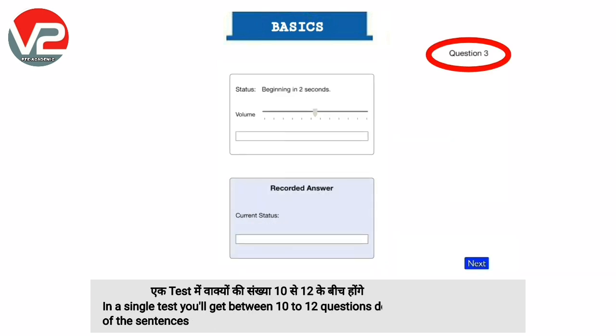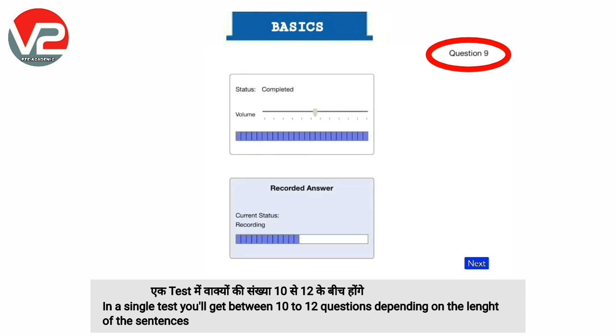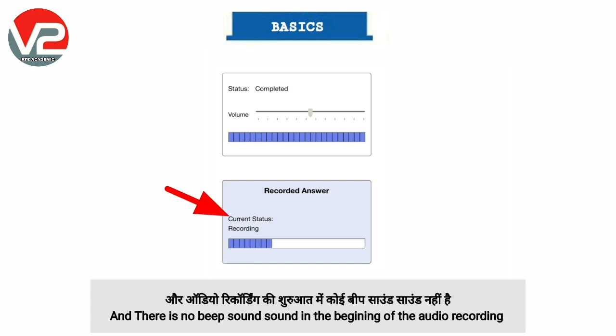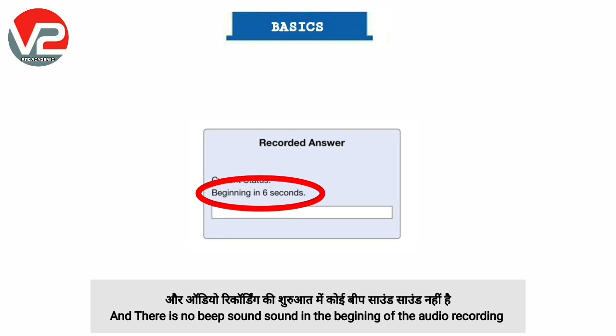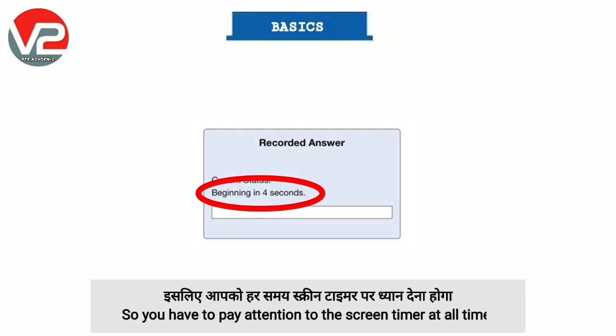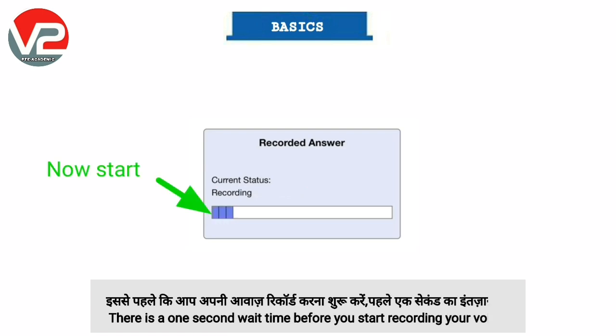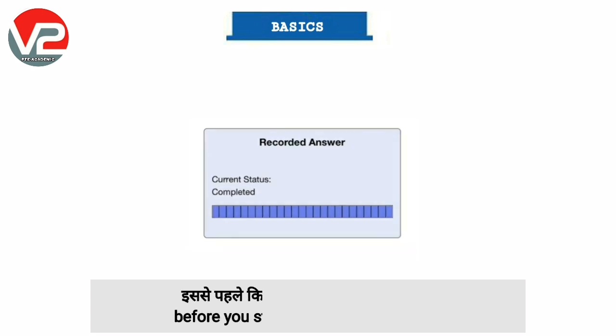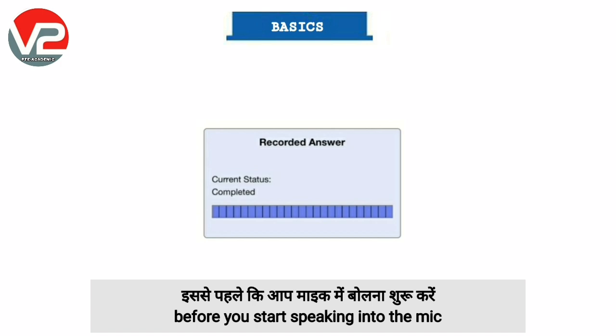In a single test, you will get between 10 to 12 repeat sentence questions, depending on the length of the sentences. But there is no beep sound at the beginning of the audio recording, so you have to pay attention to the screen timer at all times. There is a 1 second wait time before you start recording your voice. After the audio finishes, wait 1 second before you start speaking into the mic.